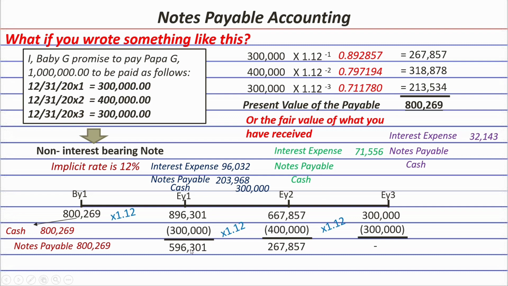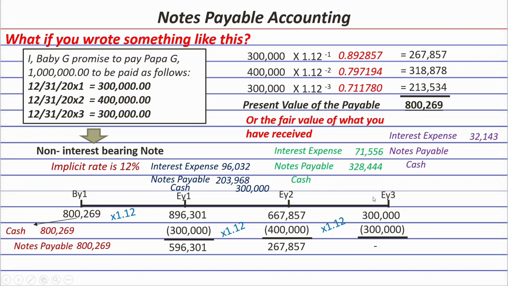Now, for the notes payable, we just have to compare the balances. Like in the end of year 2, we have 267,857 versus this 596,301. So get their difference, which is 328,444. And that should be debited in the notes payable at the end of year 2.